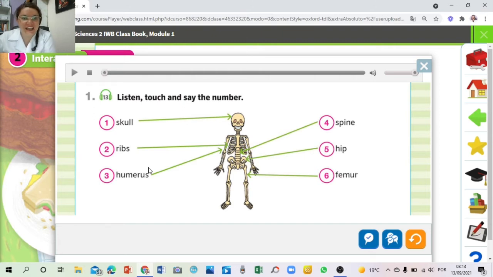This is the exercise number one. Great. Only say, apenas fale, ok? Não precisa escrever nada. You don't need to write anything here. Only touch and say the name of the bone and touch your bones, ok? That's it. This is the exercise number one.